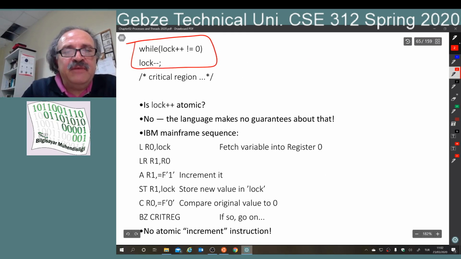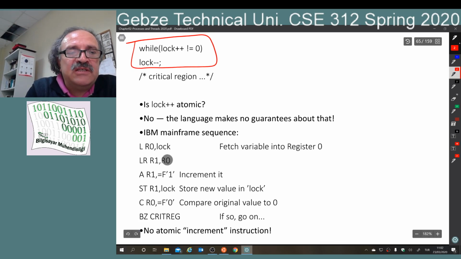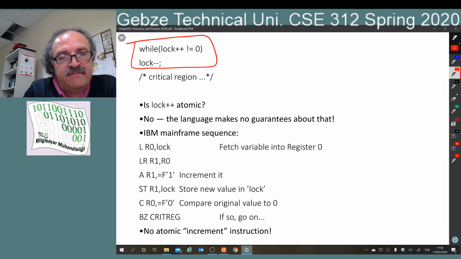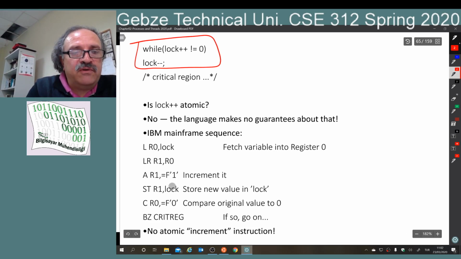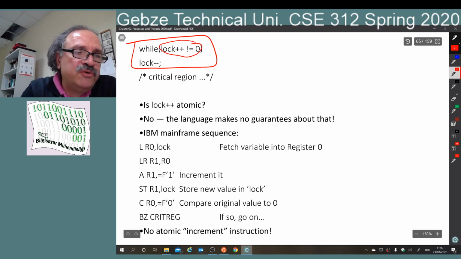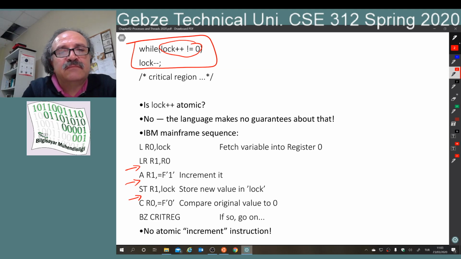So you might think that there is no way an interrupt can happen. But if we look at the machine code, the assembly code: first load lock from the memory position to register R0. Then I move from R0 to R1, and I increment R1 by 1. And I store R1 back to the lock. And I compare R0 with 0. Then I enter the critical region. It looks like I need 1, 2, 3, 4, 5 assembly instructions to achieve this part of the code. So if an interrupt happens here or there or there, I am in trouble. So lock++ is not atomic. That doesn't solve your problem.